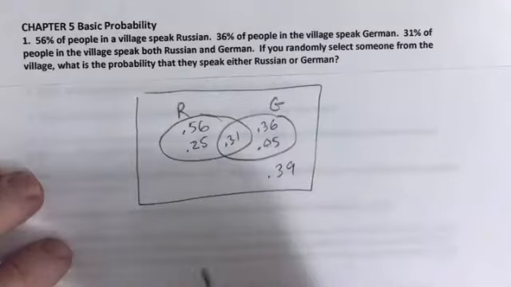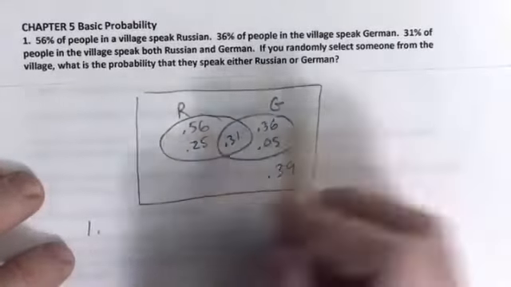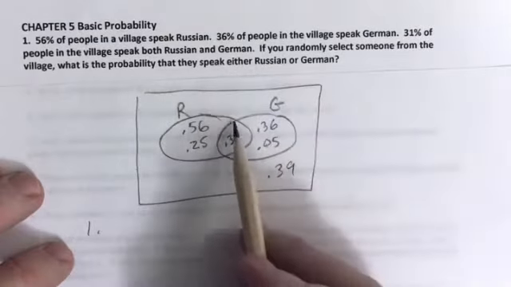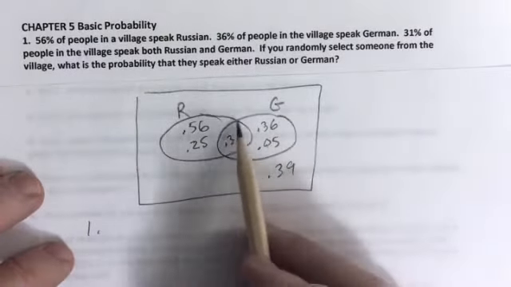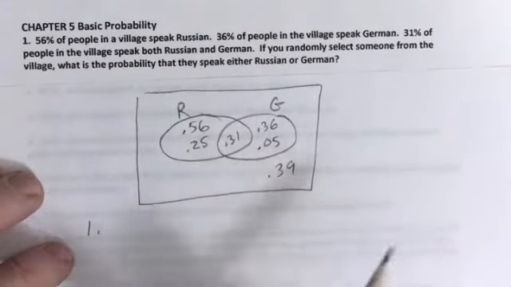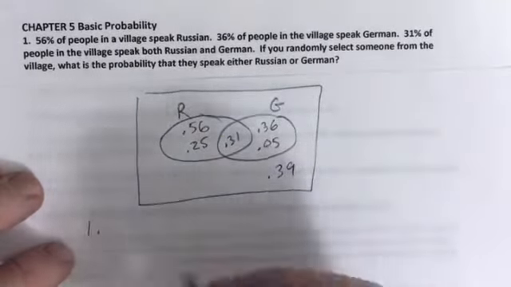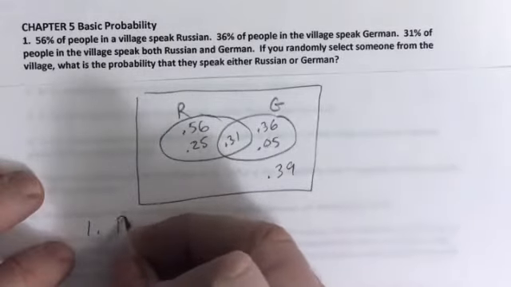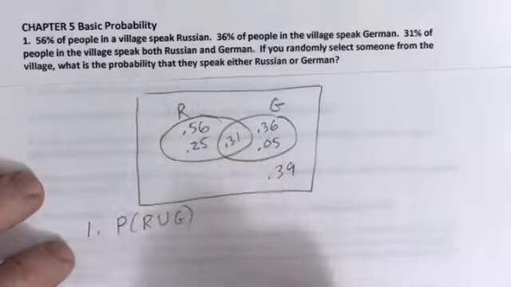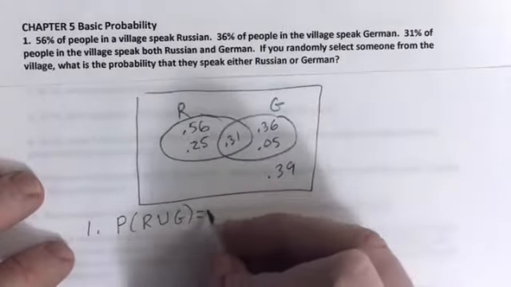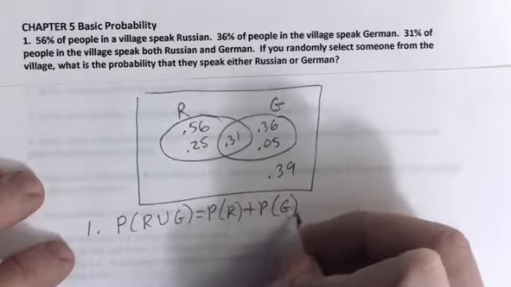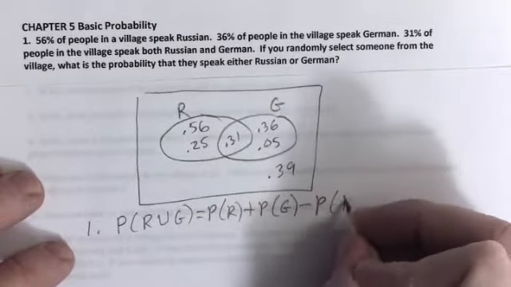So the first thing it asks: if you randomly select someone from the village, what's the probability they speak either Russian or German? In other words, that's the area inside these two circles, and that is just going to be that plus that plus that, which is 0.61. But using the addition rule, which is on your formula sheet and which you also need to be able to do, the probability of Russian or German, where or means add, is the probability of Russian plus the probability of German minus the overlap, the probability of Russian and German.